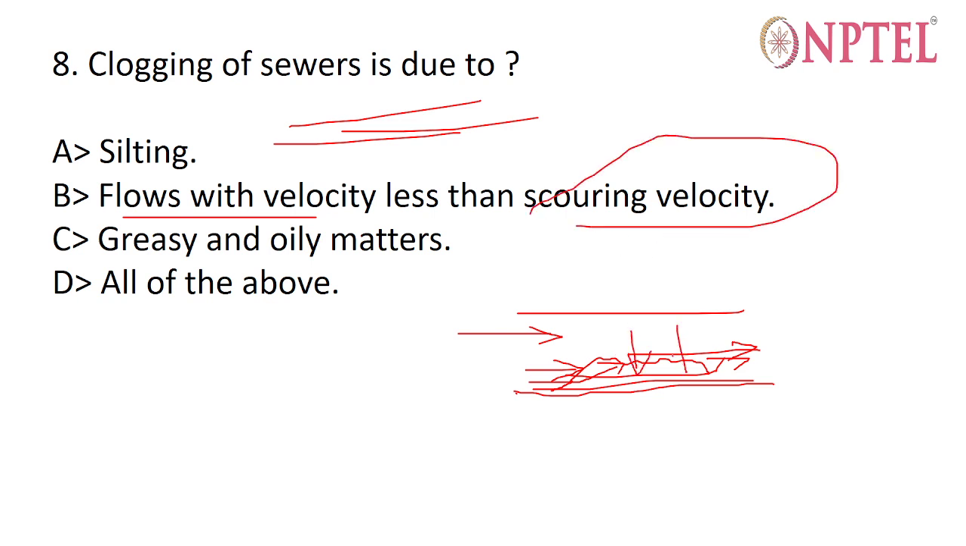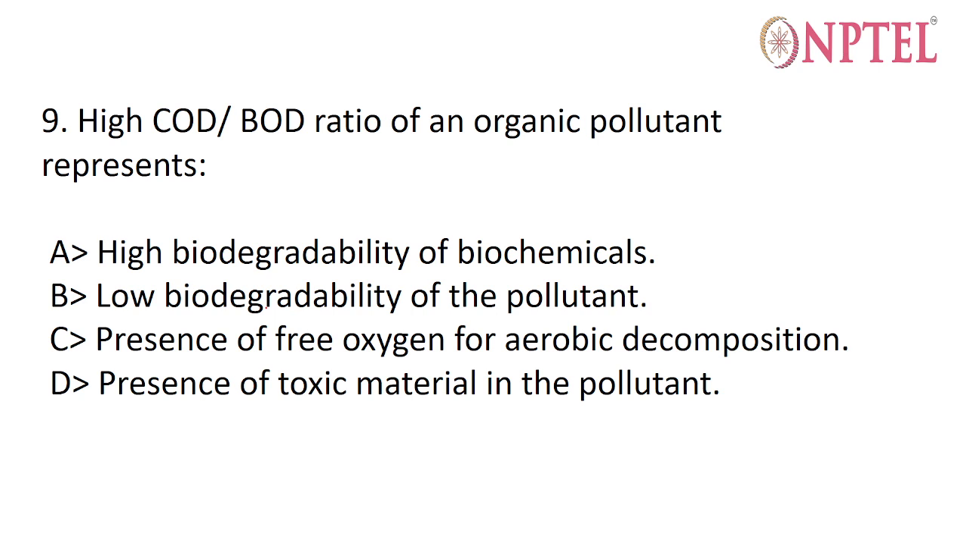Suppose the flow velocity is less than this minimum scouring velocity, then what will happen? It will deposit, right? All the matters, maybe the suspended matters or whatever is there inside the water, will try to deposit. If the density is heavy, or more than the water, it will definitely deposit. And then greasy and oily matter will definitely attach to the surface and clog the overall area. So all of the above is the correct answer. Then, high COD by BOD ratio of an organic pollutant represents what? A, B, C, or D.